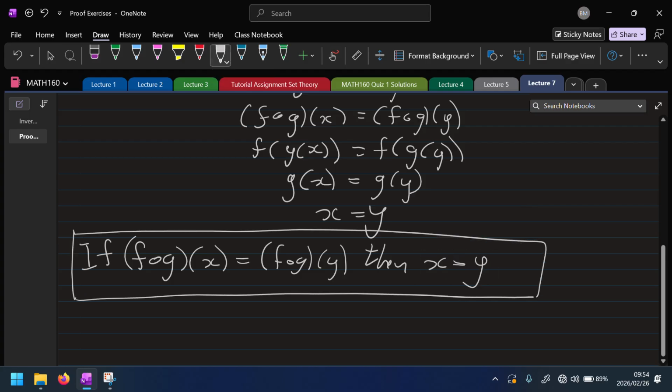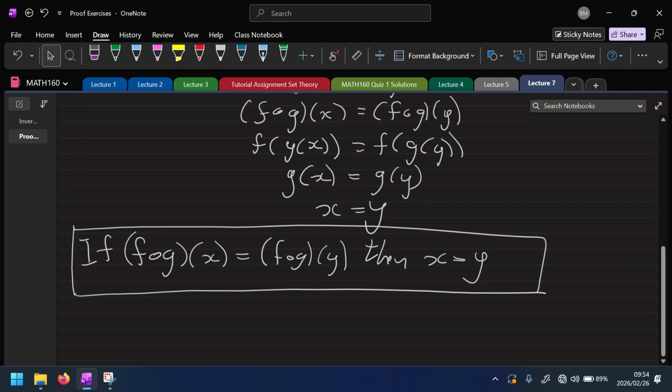But what does this mean? If I told you this, what can you tell me about F of G? It's injective. Hands up if you think this was relatively easy. Easy enough that if I put it in a test, you'd get it eventually. No, that's right. I just want to get an idea. Yeah, F of G is injective. Good.